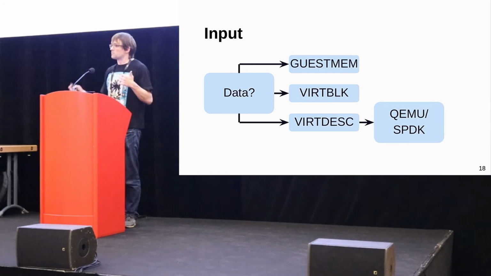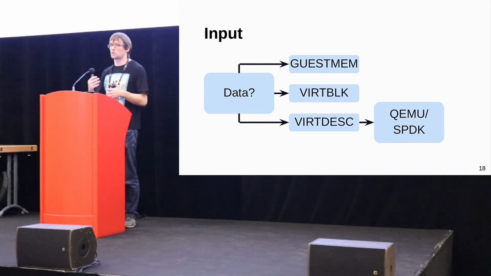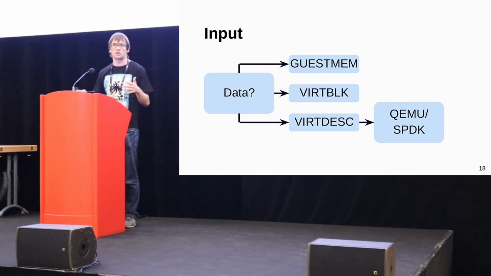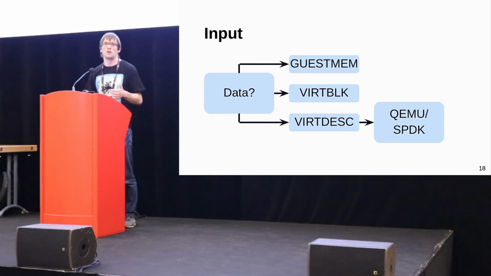So we used the third approach. We randomized not only virtio-blk requests, but also the virtio descriptor table itself. And from the viewpoint of source coverage, from the viewpoint of speed, it shows just the best results. So we use it for fuzzing.